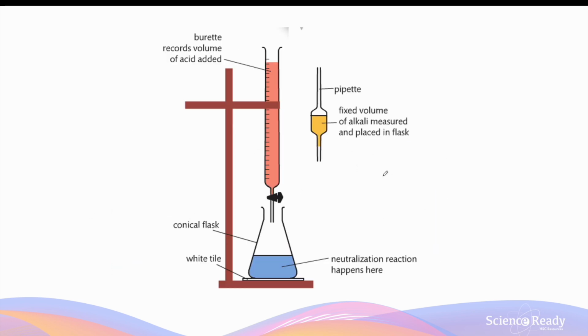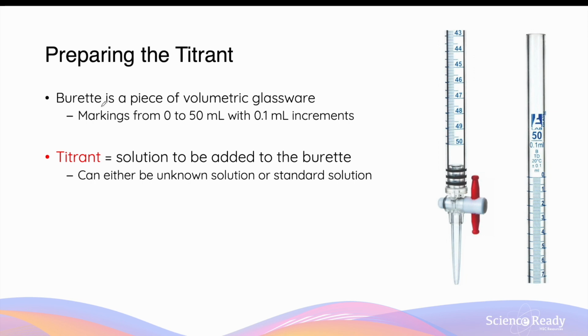This is what a typical titration set looks like. We have two components: the burette and the conical flask. The burette is a piece of volumetric glassware that usually ranges from 0 to 50 milliliters on its marking. And on the burette, there are usually 0.1 milliliter increments as shown here.